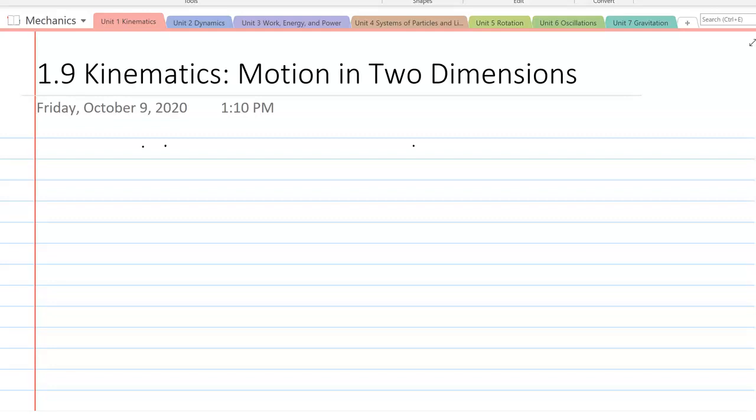Alright, so we're going to look at kinematics in 2 dimensions, right? We spent a lot of time looking at it in 1 dimension and deriving the kinematic equations. Now we're going to look at 2 dimensions, and that makes it much more realistic to us because we see more than 1 dimension, right?